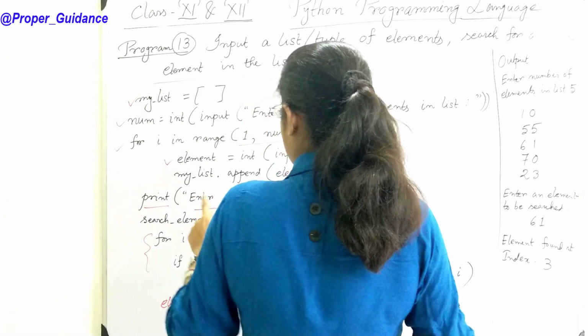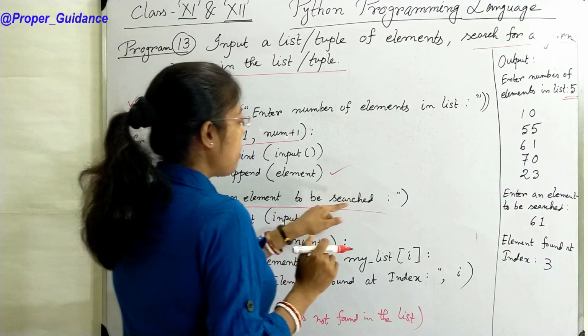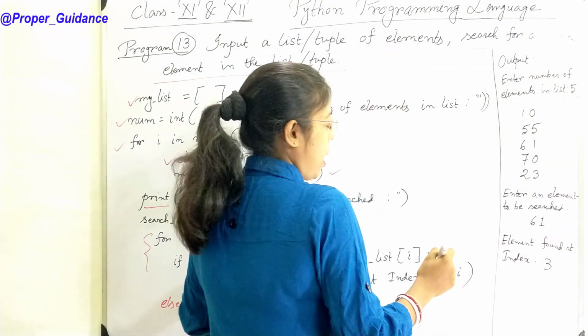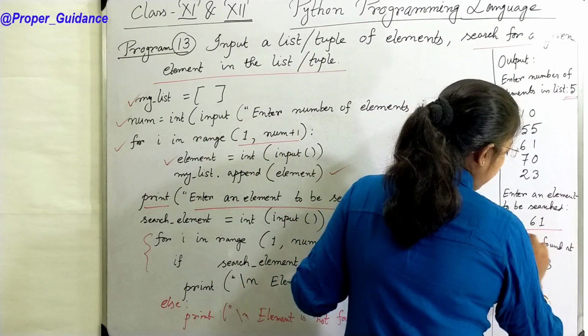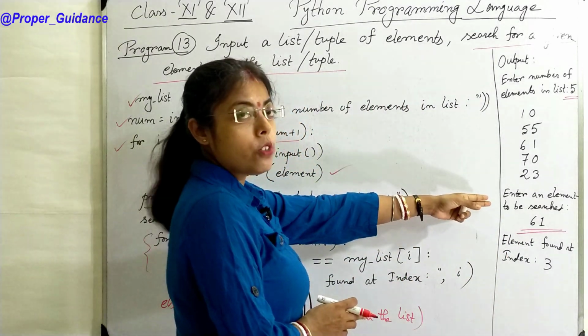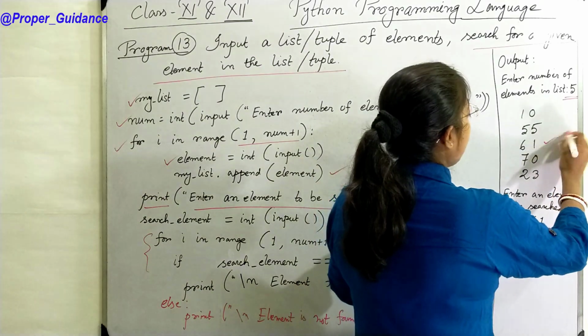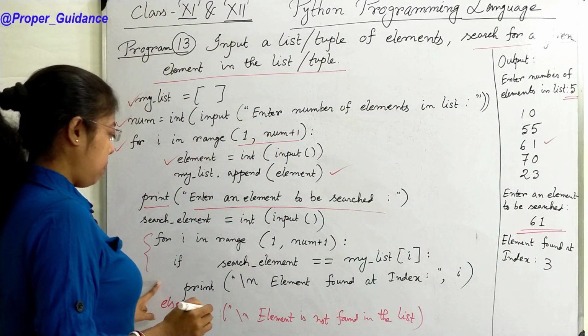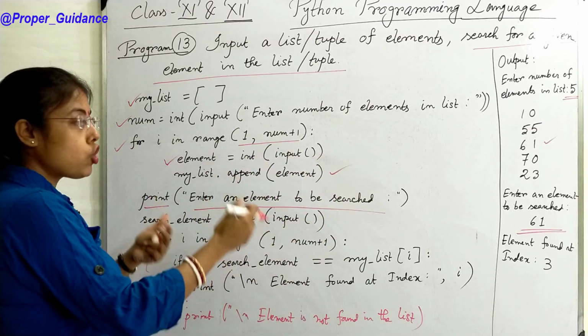Okay, next: print enter an element to be searched. I have taken the element as 61. If 61 is available in the given list, you can see it, this is the third element of that particular list, then we will print that line because it matches the given list.